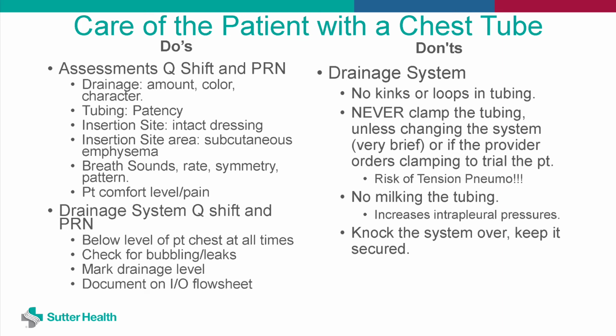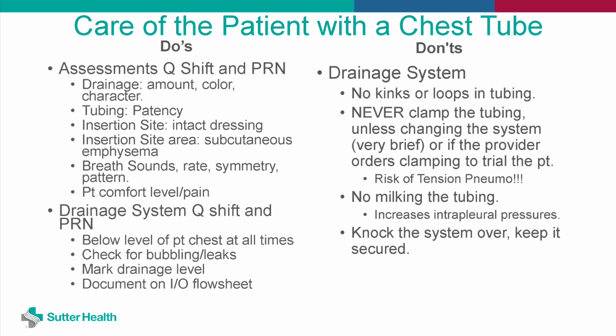You also want to assess the drainage system every shift and PRN. You want to make sure you keep the system below the level of the patient's chest at all times. Check for bubbling and air leaks. Mark the drainage level and document the drainage on the I&O flow sheet.